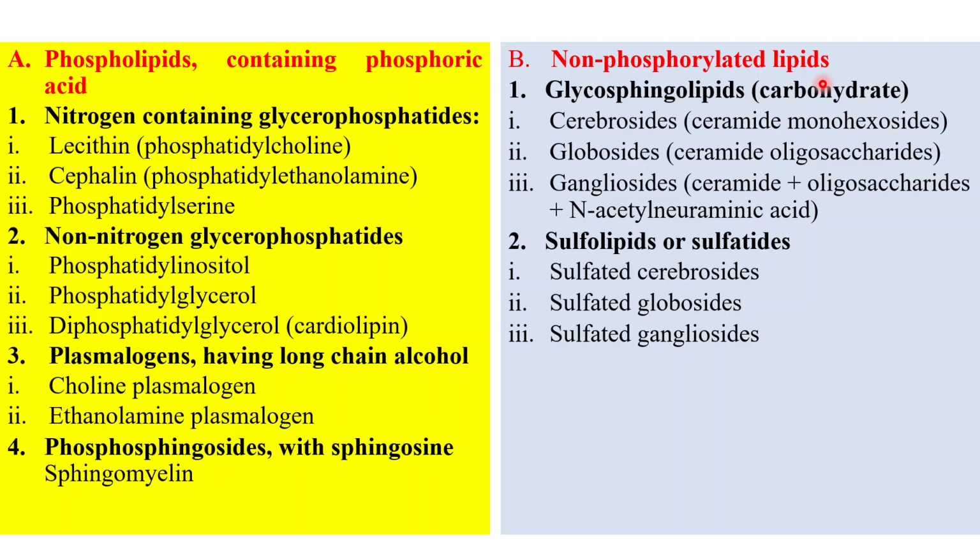And in non-phosphorylated lipids, the alcohol is sphingosine. This is further divided into glycosphingolipids, which have an additional group of carbohydrates, and if the carbohydrate also contains a sulfate group, it is called sulfolipids. So let us try and understand the classification of phospholipids.